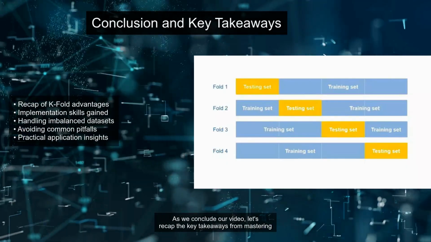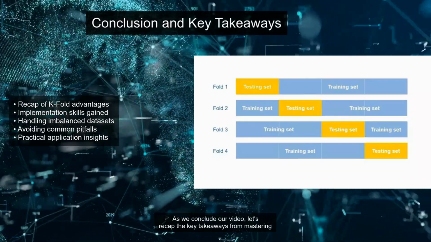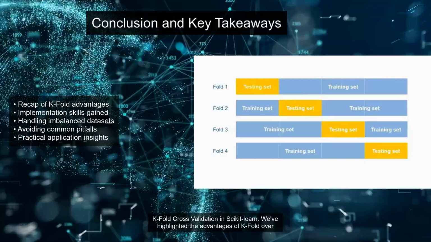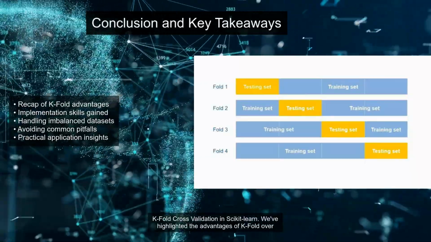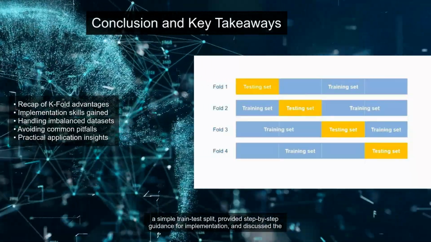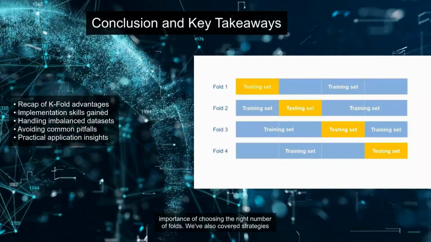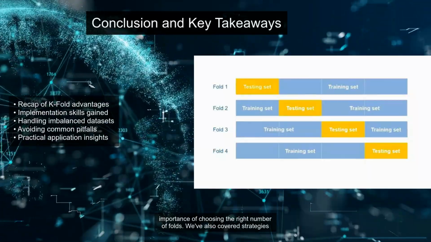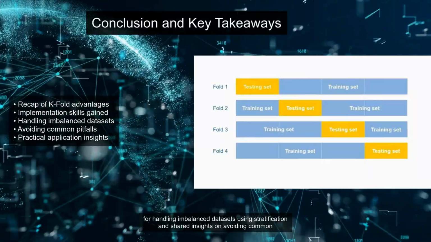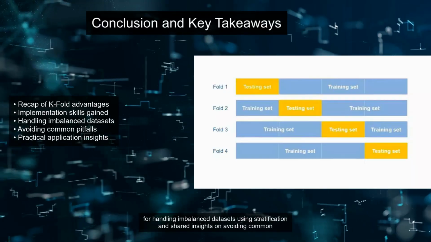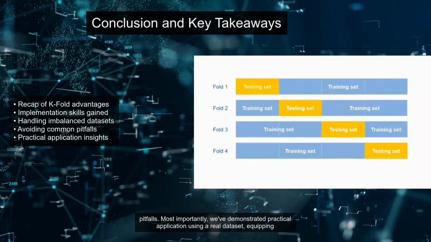As we conclude our video, let's recap the key takeaways from mastering k-fold cross-validation in Scikit-learn. We've highlighted the advantages of k-fold over a simple train test split, provided step-by-step guidance for implementation, and discussed the importance of choosing the right number of folds. We've also covered strategies for handling imbalanced datasets using stratification and shared insights on avoiding common pitfalls.